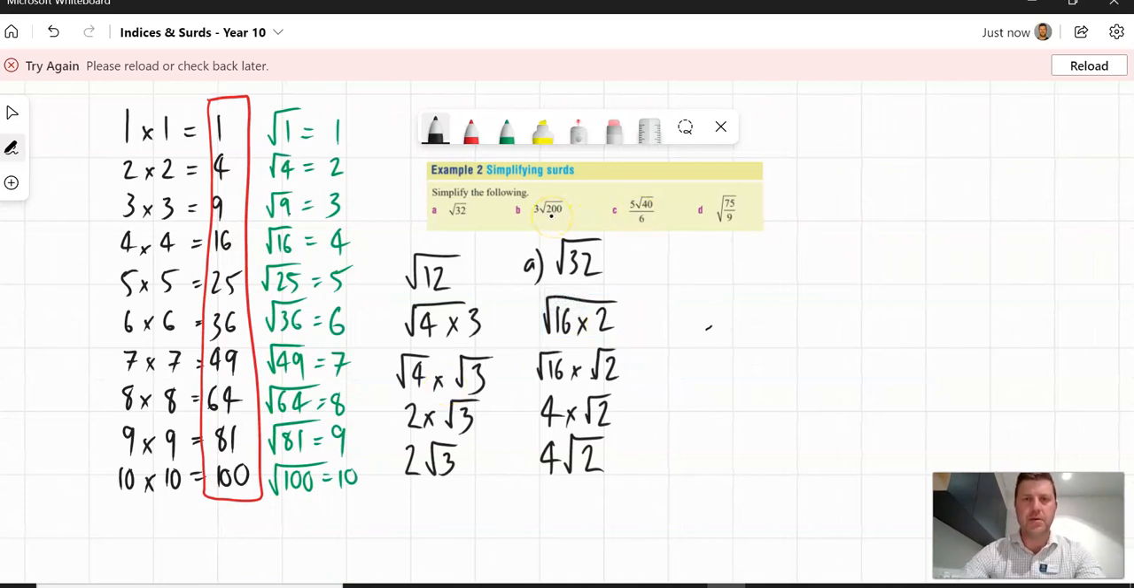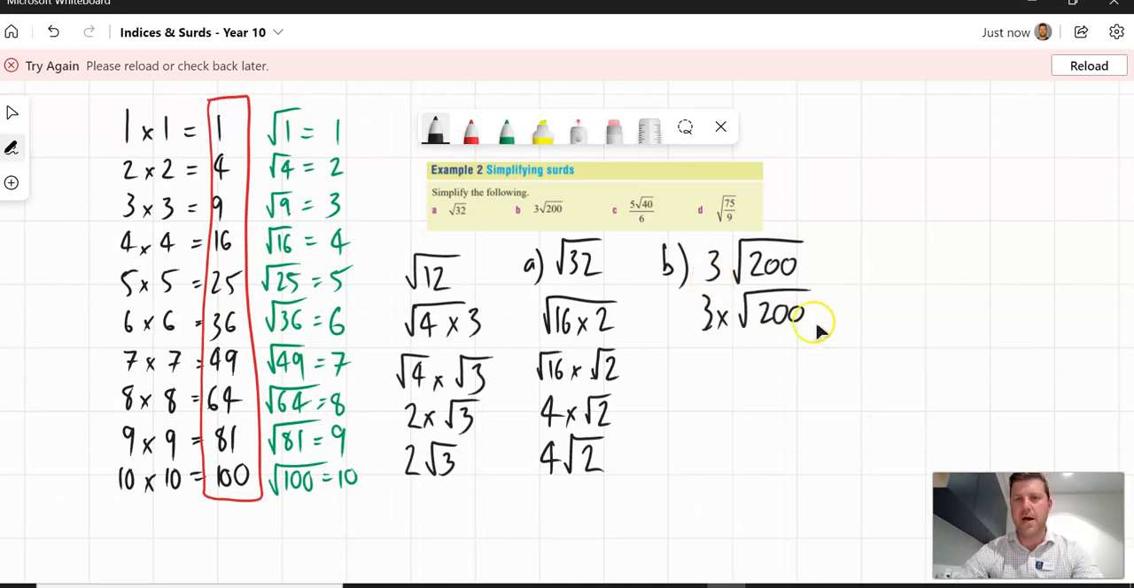Second example there, B, is 3 root 200. Now, this 3 is going to stay there. It means 3 times root 200. What I want to do is simplify this part here, the square root of 200. Again, I need to find a factor of 200 that is on this list. There are a few there, for example 25, 4 even, but I want to use the highest one possible, which is 100.